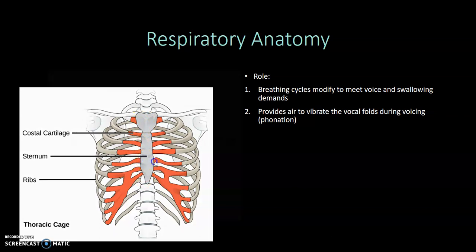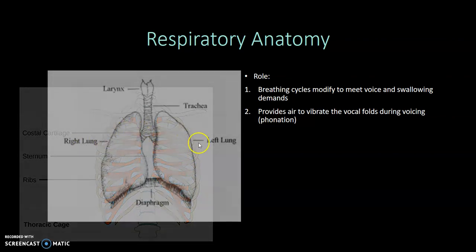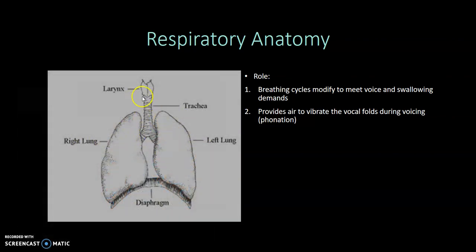Inside of that we have the lungs. We have the right and the left lungs, and those lungs attach to the trachea, which attach to the larynx, which attaches to the pharynx, which attaches to the mouth, so that we can get air into the lungs.